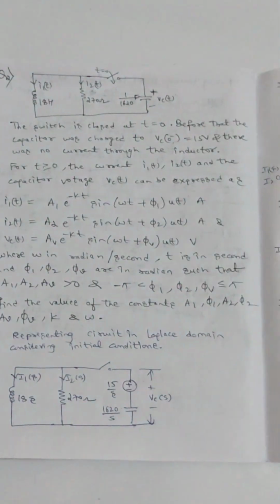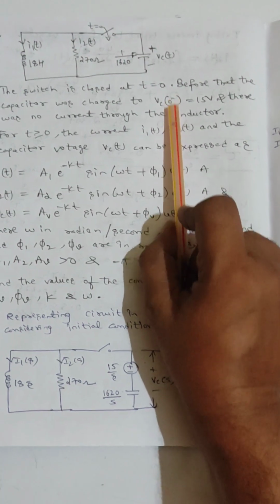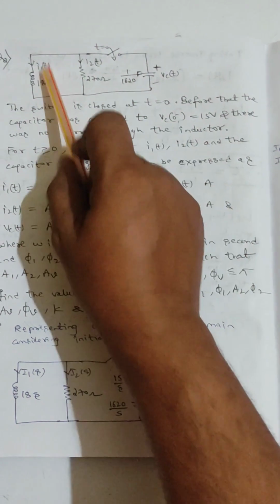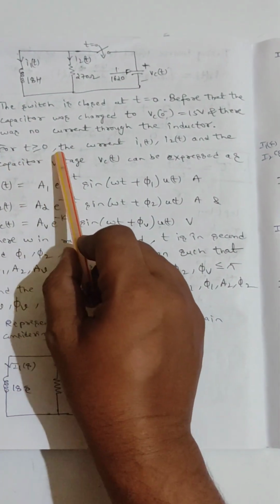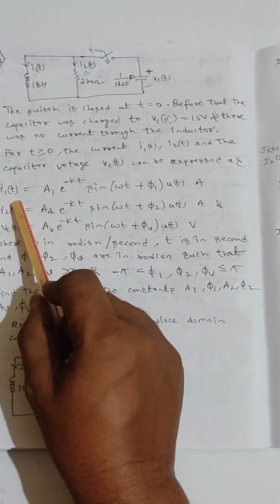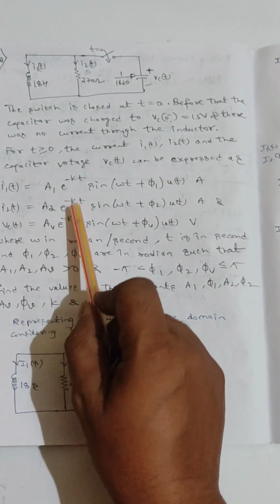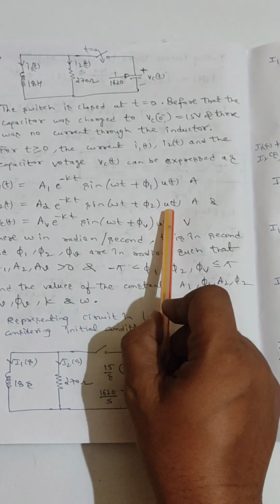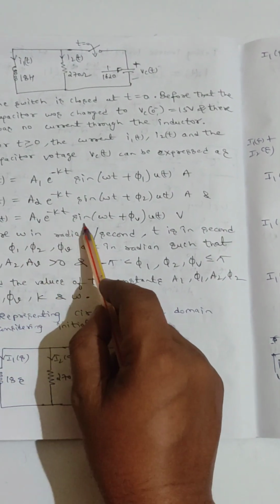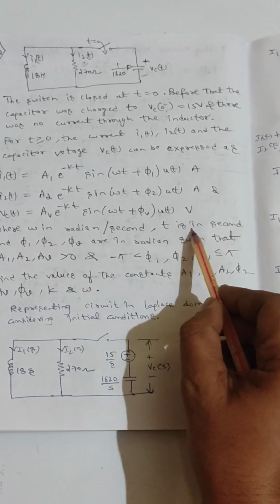Before the switch was closing, that is t less than 0, meaning 0 minus, the capacitor was charged to 15 volts, and there was no current through the inductor. So for t greater than 0, the current I1 of t, I2 of t and the capacitor voltage are expressed like this: I1 of t equals A1 e power minus kt sin(omega t plus phi 1), I2 equals A2 e power minus kt sin(omega t plus phi 2) u of t, and Vc of t equals AV e power minus kt sin(omega t plus phi v) u of t, where omega is in radians per second and t is in seconds.